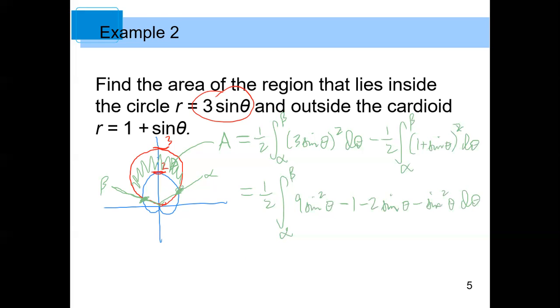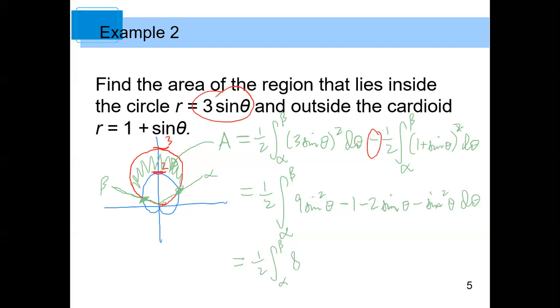So in the end, what does the integral end up being? 1/2 integral from alpha to beta, 9 sine squared minus the sine squared. By the way, it's negative because that minus sign negated that whole thing when I multiplied it out. Okay? So 1/2, what's 9 sine squared theta minus sine squared theta? How many sine squared theta is that?